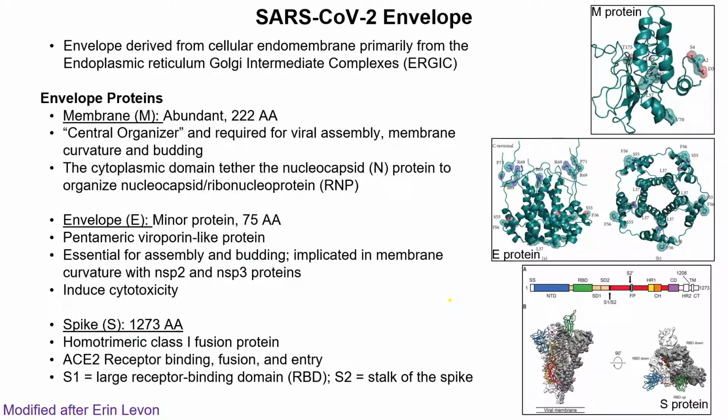So after that, a lot of information here, the SARS-CoV-2 envelope, and you have 3 proteins in there. So first, what is the envelope? The envelope is derived from the cellular endomembrane, primarily from the endoplasmic reticulum Golgi intermediate complex. Some viruses get their envelope from the plasma membrane or the nuclear membrane. Here you know that they are from the ERGIC, the endoplasmic reticulum Golgi intermediate complex.